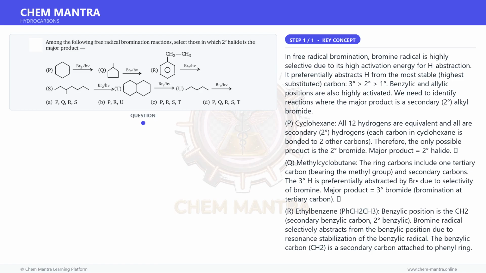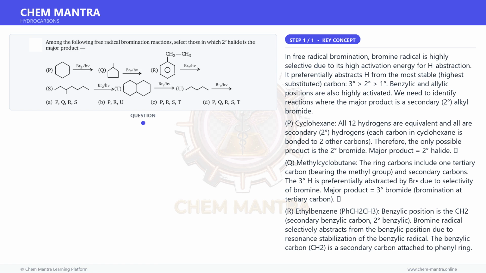P. Cyclohexane: all 12 hydrogens are equivalent and all are secondary (2 degrees) hydrogens. Each carbon in cyclohexane is bonded to 2 other carbons. Therefore, the only possible product is the 2 degrees bromide. Major product is the 2 degrees halide.